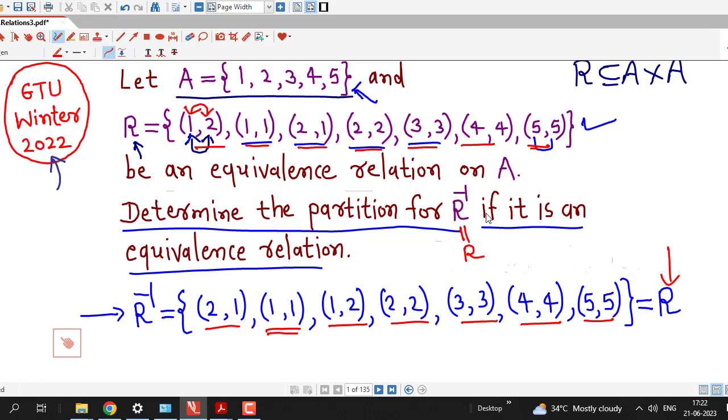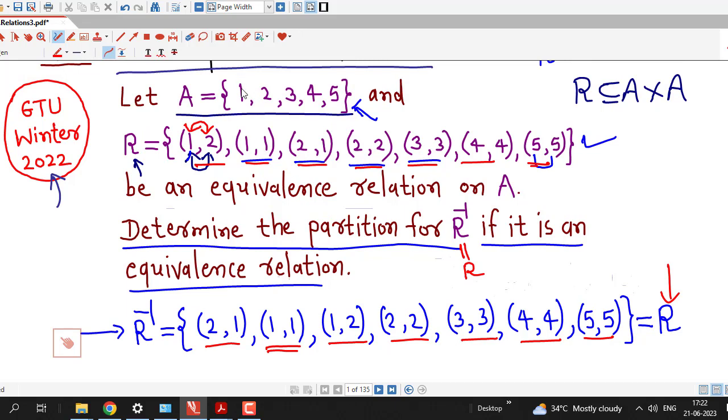Now to determine the partition, we have to decide the equivalence class for each element of the given set A. There are 1, 2, 3, 4 and 5 elements here. So we will decide the disjoint equivalence classes corresponding to each element. And we know that if two elements are related, suppose X is related to Y or the ordered pair (X, Y) belongs to R, then the equivalence classes of X and Y are always equal.